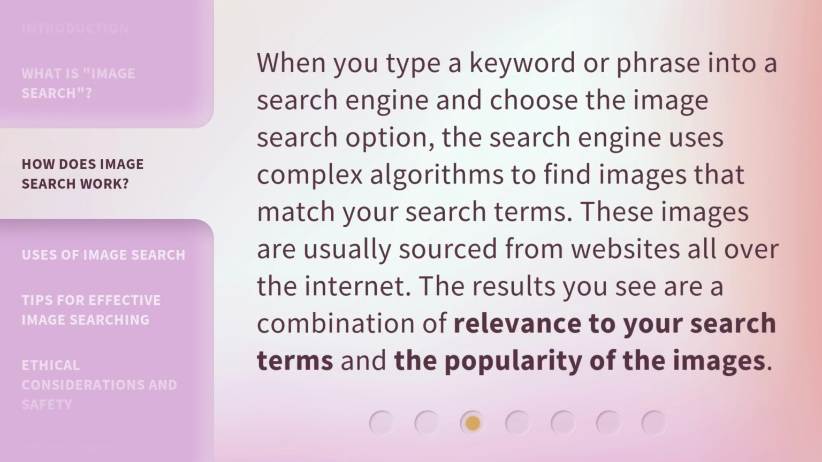When you type a keyword or phrase into a search engine and choose the image search option, the search engine uses complex algorithms to find images that match your search terms. These images are usually sourced from websites all over the internet. The results you see are a combination of relevance to your search terms and the popularity of the images.